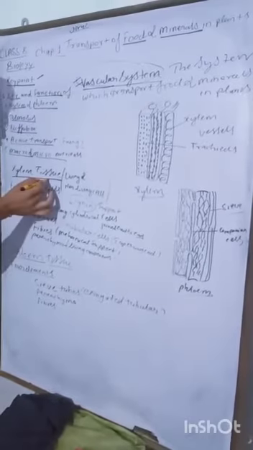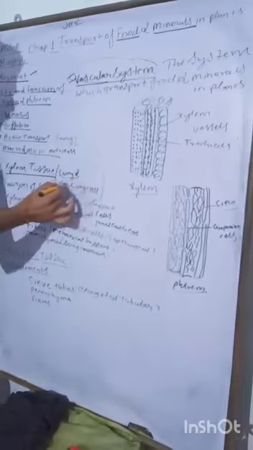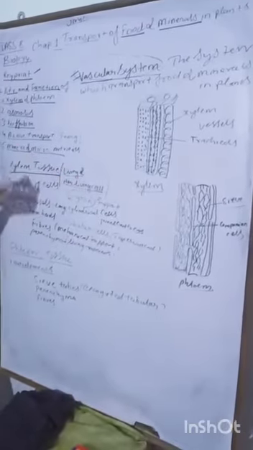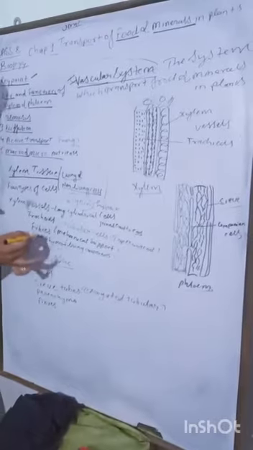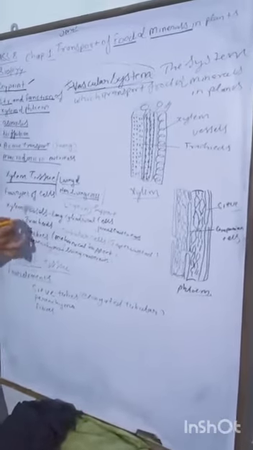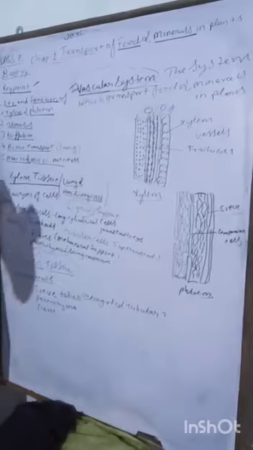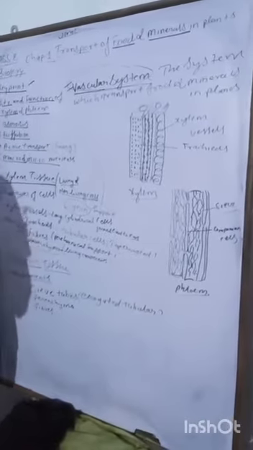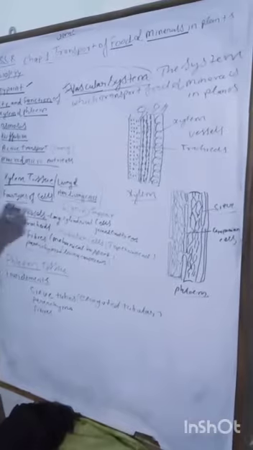Xylem tissue is made up of both living and non-living cells. Only the parenchyma cells are living. All others, like xylem vessels, tracheids and fibers, are non-living parts. Okay, and xylem contains four types of cells mainly. First is xylem vessels.